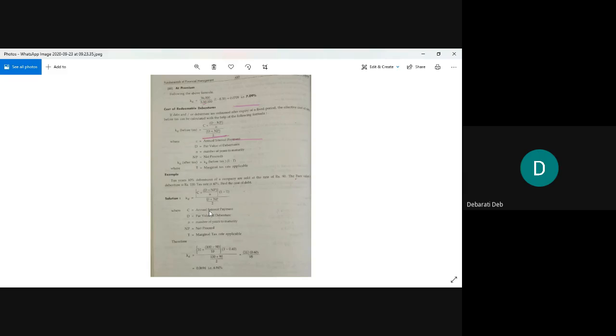All right, now give the heading cost of preference capital. The next source of capital we will do now. Give the heading cost of preference capital.